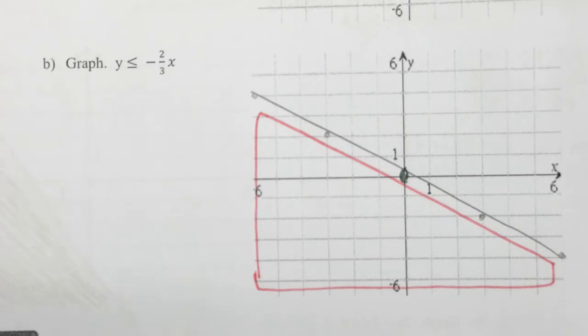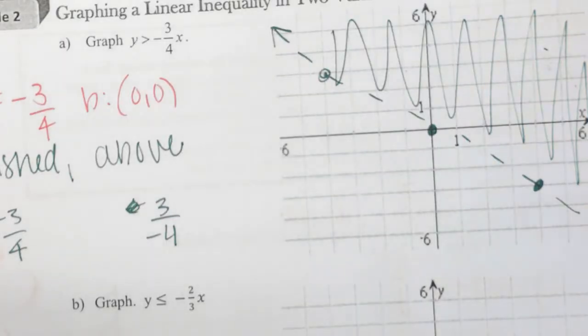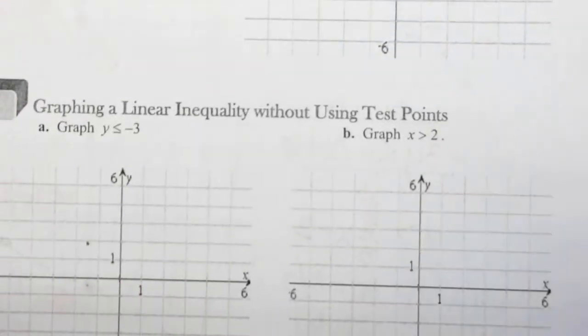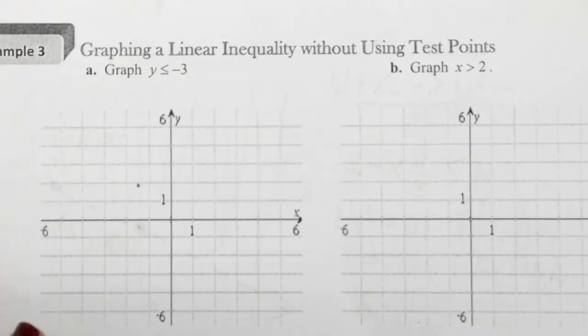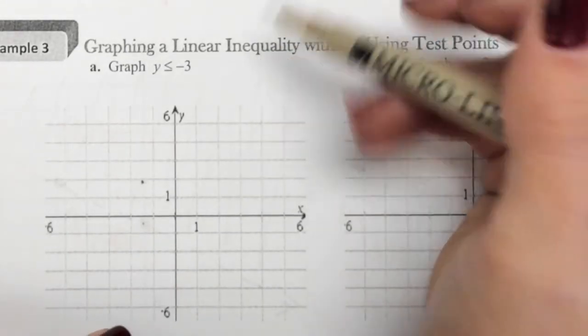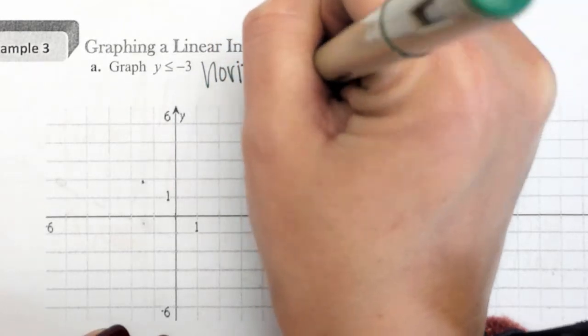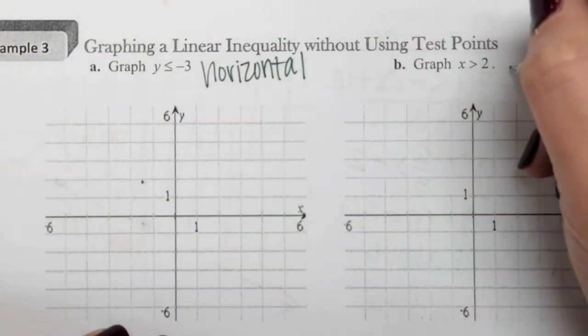Okay, now we're going to look at some constant inequalities. You pass that to Katie. So if you look at A and B, these are constant inequalities. This is y equals a certain number. Do y'all remember what kind of line this is? Horizontal. Good. And if it's x equals a number? Vertical.